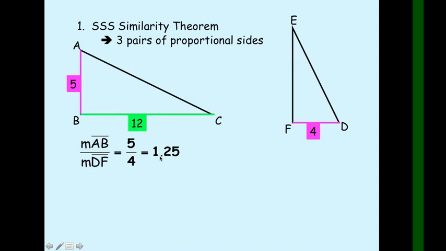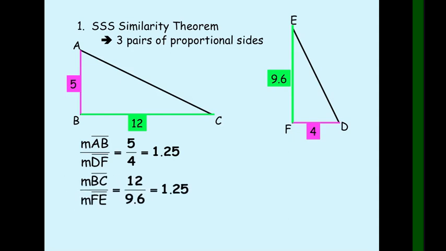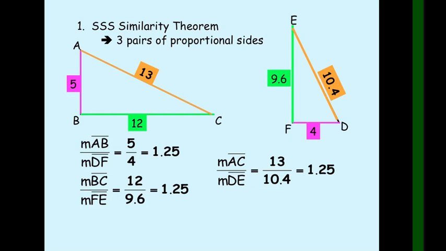Next, BC is equal to 12, and EF is equal to 9.6. So we will get the measurement of BC and the measurement of FE. We have 12 divided by 9.6. Ang makuha natin is 1.25 also. So pareho na sila. So isa na lang, mapuprove na natin na they are similar using SSS similarity theorem. So meron tayong AC, which is 13, and ED, which is 10.4. And then, ayan, kunin natin 13 divided by 10.4, and you will get 1.25.